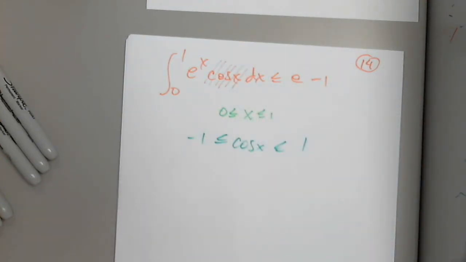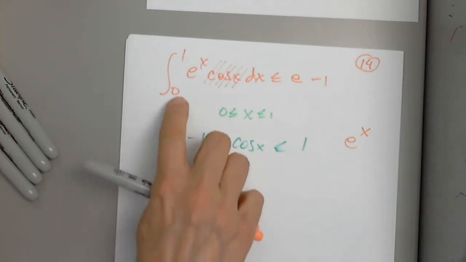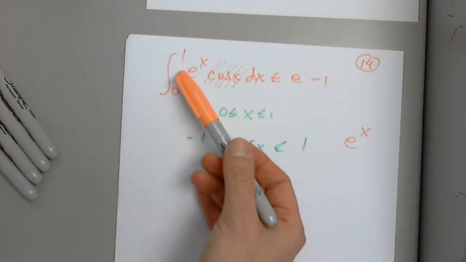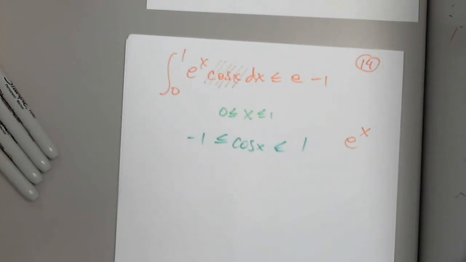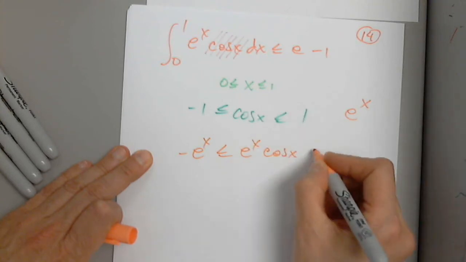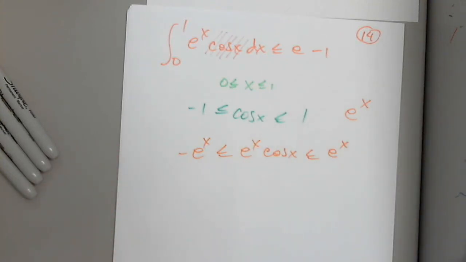Now, because I already built part of the function, what do you think I'm going to do to all three sides to have the entire function in the middle? Say it again. Multiply by e to the x, all three sides. But now I have to be careful. I can do that only if e to the x is positive on 0 to 1. Yes, e to the x is always positive, and it's not 0. E to 0 is 1, and e to 1 is e, so I'm safe. So the left-hand side is -e to the x, the middle is e to the x cosine x, and the other side is e to the x.